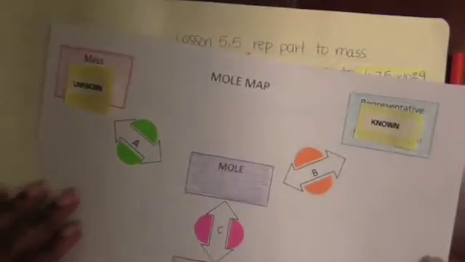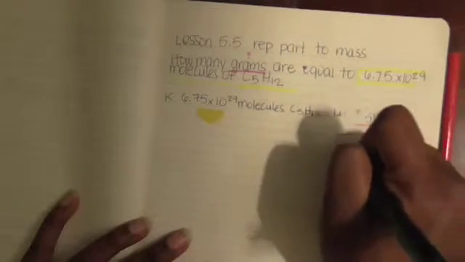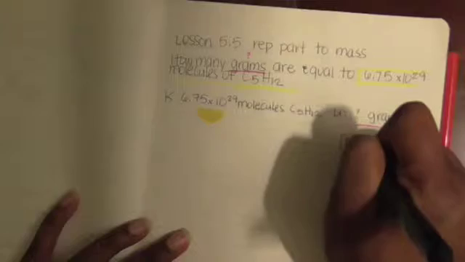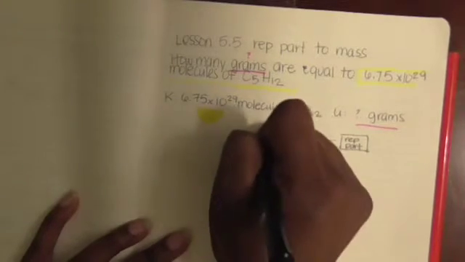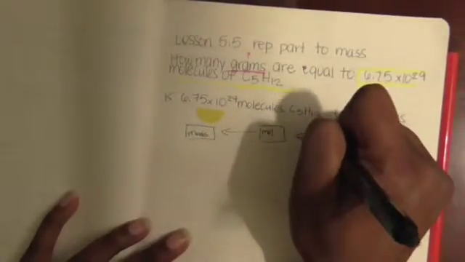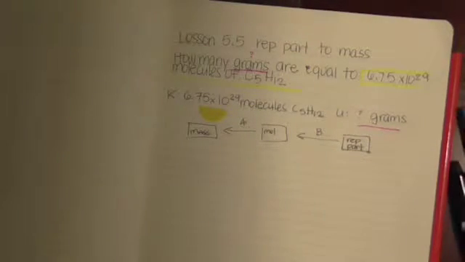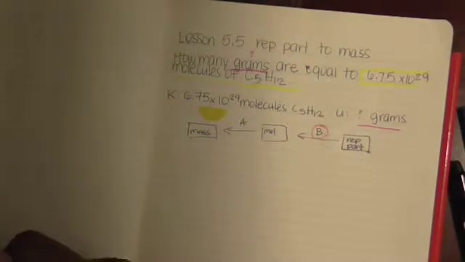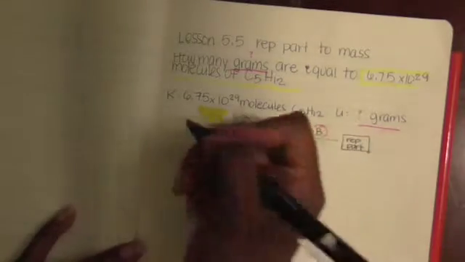If you recall our path, we are going from representative particles, to moles, to mass. We need B, and then we need A. And we have to do them in this order. You have to do B first before we do A. So, setting up our conversion factors.